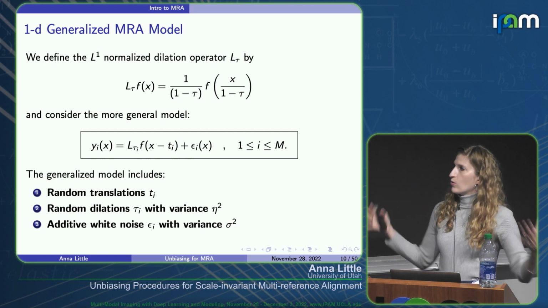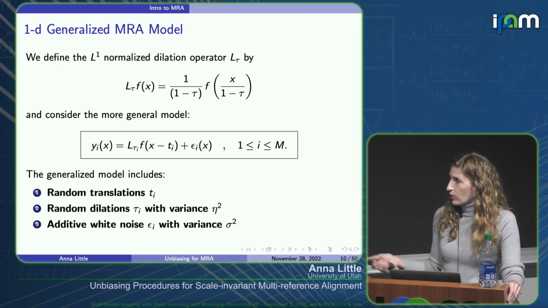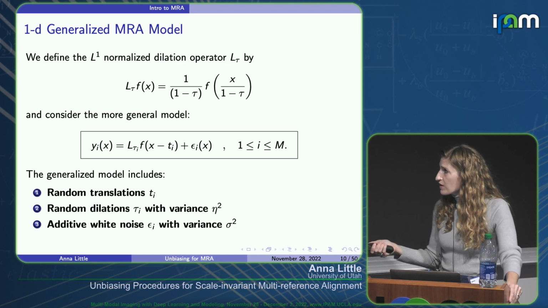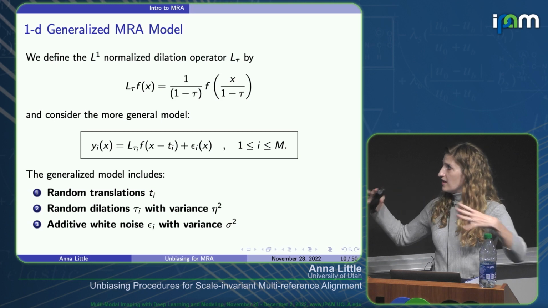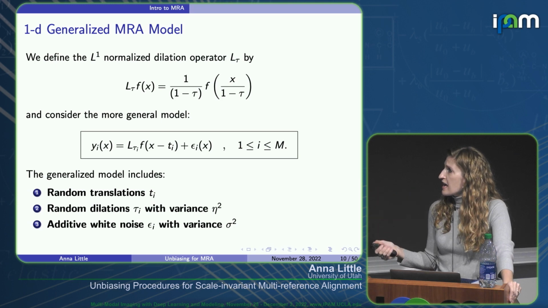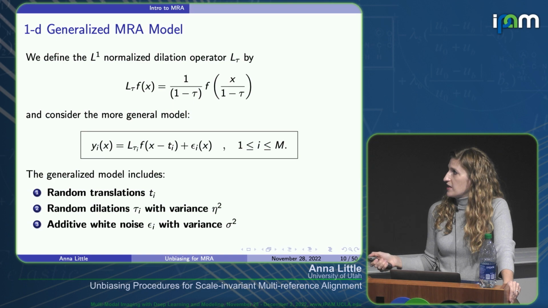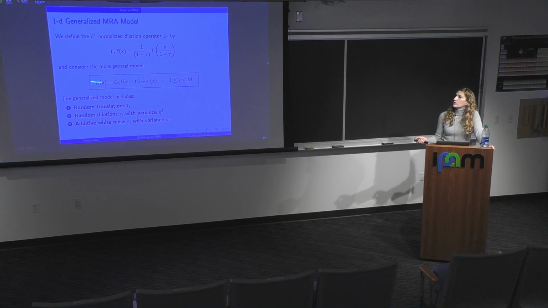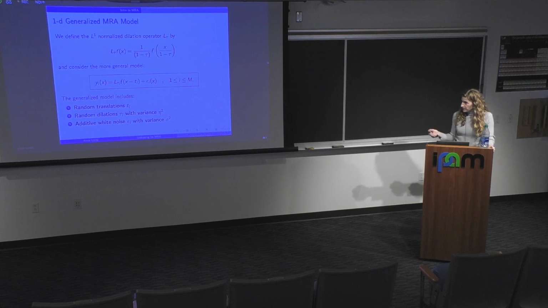You can think of different normalizations. Here we're looking at an L1 normalized operator. That part's not so important. Just think of these scale changes occurring. And then we think about the data that's being generated as you start with the hidden signal. The hidden signal is randomly translated, randomly dilated, and then also corrupted by additive noise.